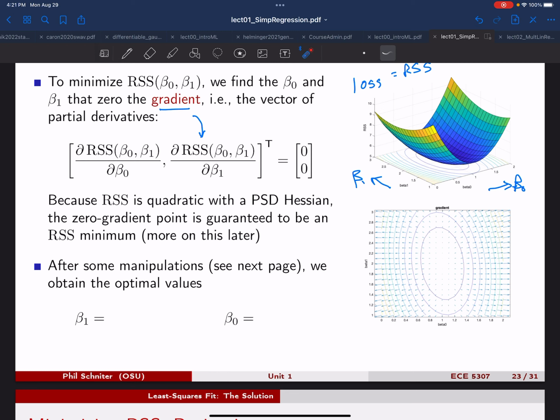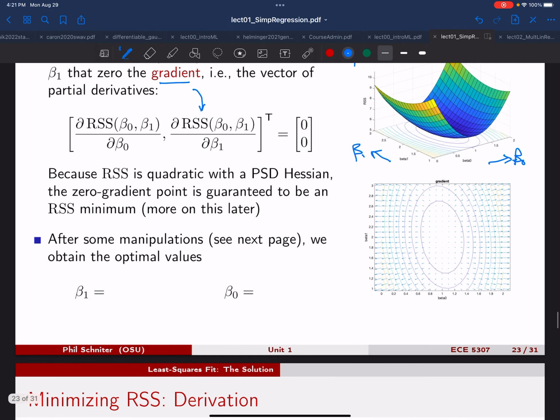And I'm just going to tell you the summary right now of the expressions we're going to derive, but we're going to derive them on the next few pages, but let me just write them here. So through this procedure, we're going to figure out that beta 1 is going to be sxy over sxx, or we can also write that as rho xy sy over sx. And we'll find out that beta 0 is y bar minus beta 1 x bar. Okay, so let's see why that is.